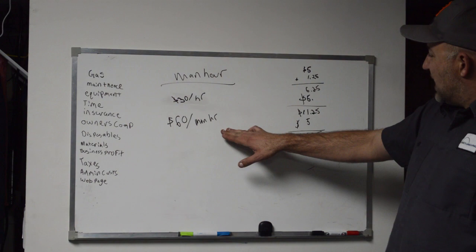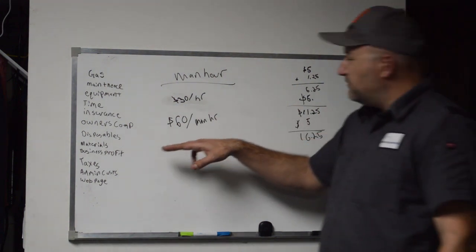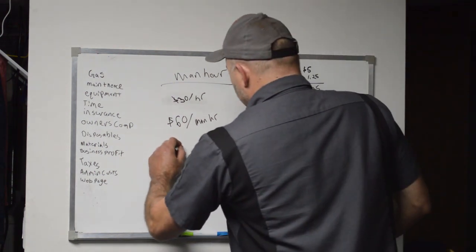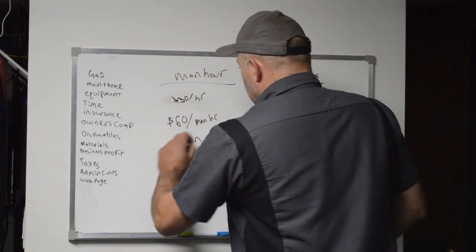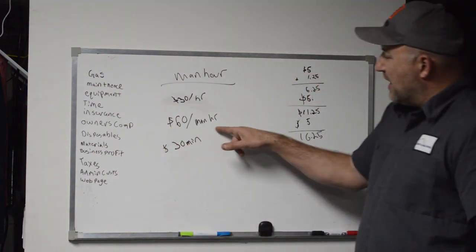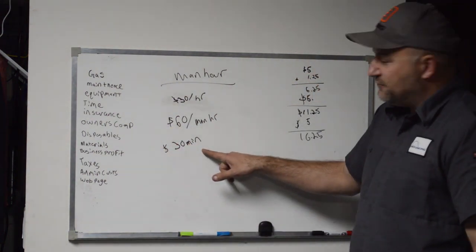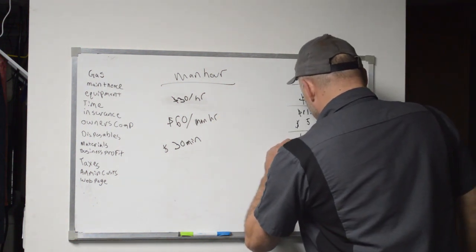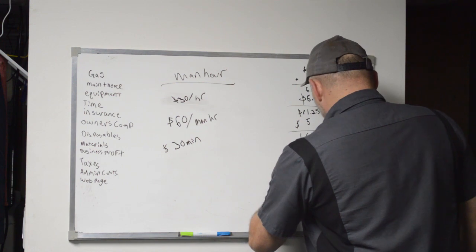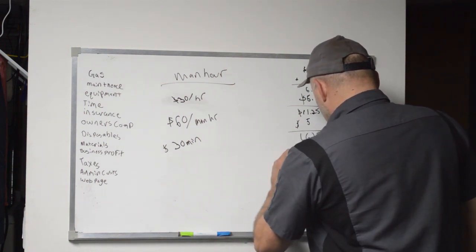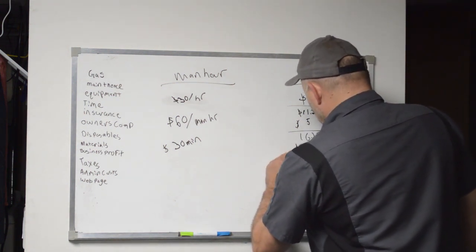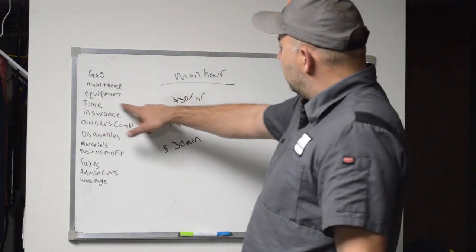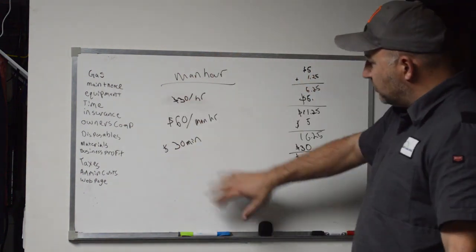So I have my job, and we're going to say that roughly, on estimate, a job takes us 30 minutes. So our price per man hour at 30 minutes, that's half an hour, is going to be $30. Man, this customer's going to get so screwed. So that's how you would figure out your man hour per se.